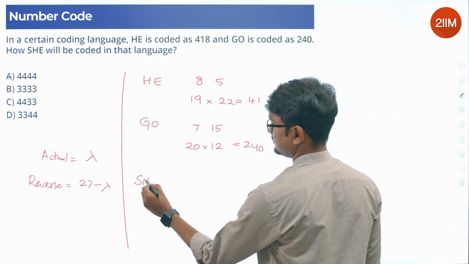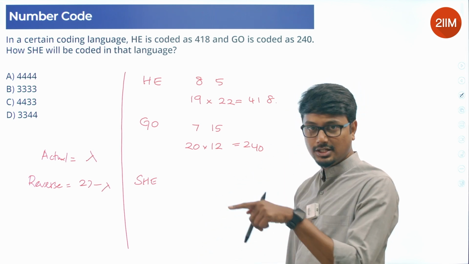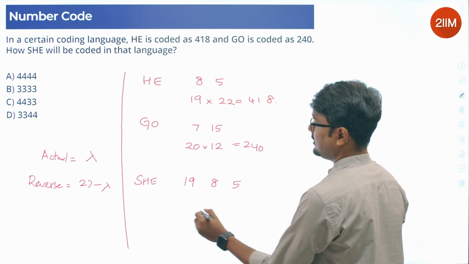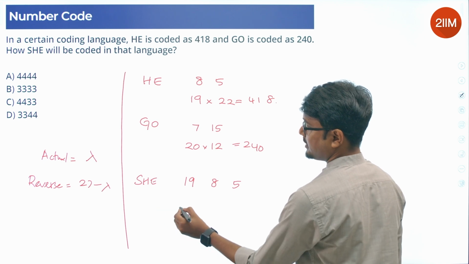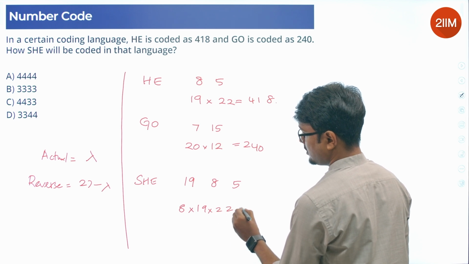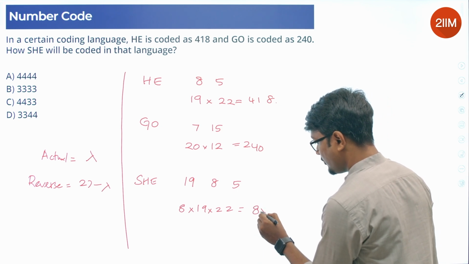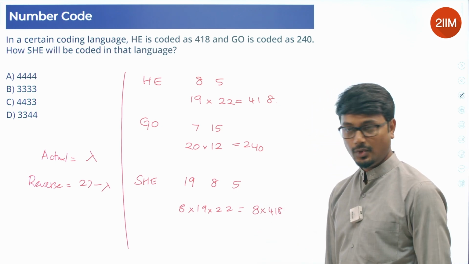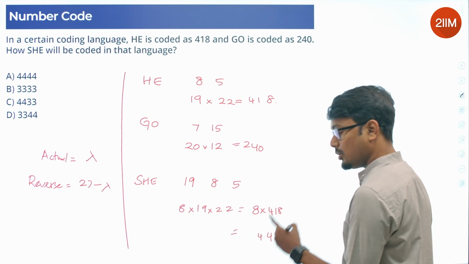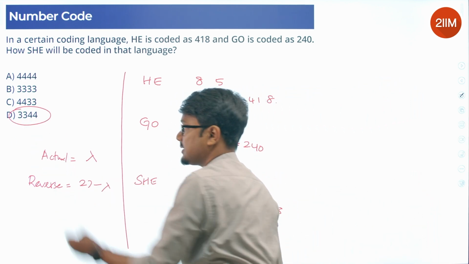SHE. So S is 19, T is 20, S will be 19. For S, H, E, it should be 27 minus 19, which is 8. This is supposed to be 19. This is supposed to be 22. We know one thing for sure. This is 418. So 8 times 418. What is the value? 8 times 8 is 64. Then 6, 8, 14, 1, 32, 33. 3344 should be the answer. Option D is the right answer.